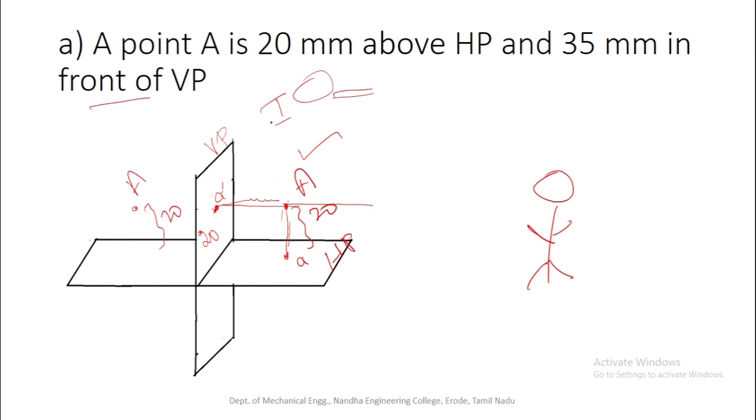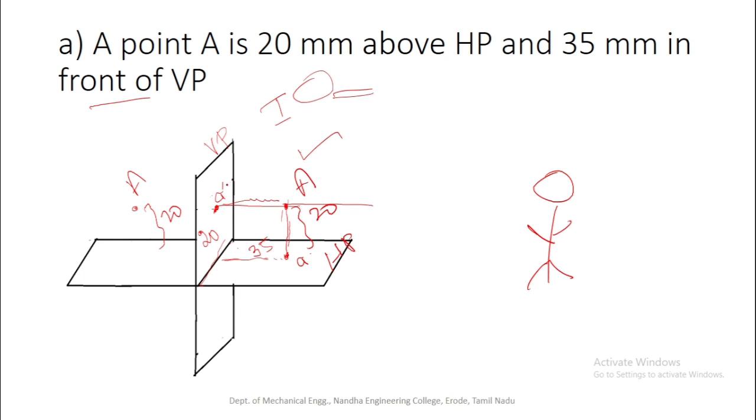Here, as the rays are parallel to each other, the distance between the VP and the point A is 35 mm. The same distance will be maintained here also. So this is the XY reference axis. The distance between the XY reference axis and the top view of the point A is also the same, 35 mm. So this is the top view of the point A. This is the front view of the point A.